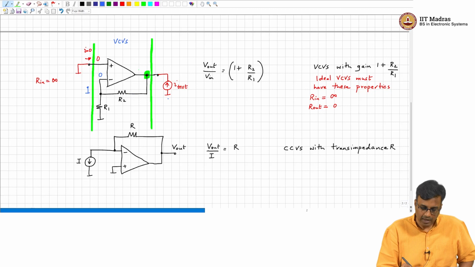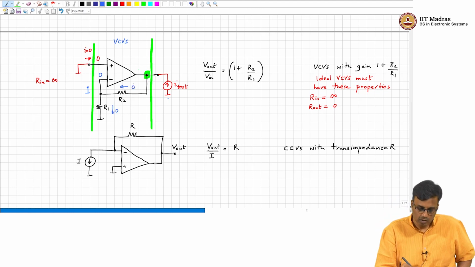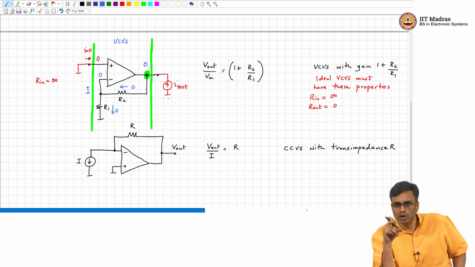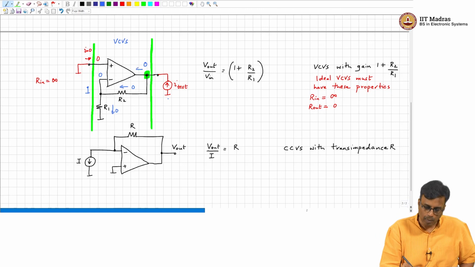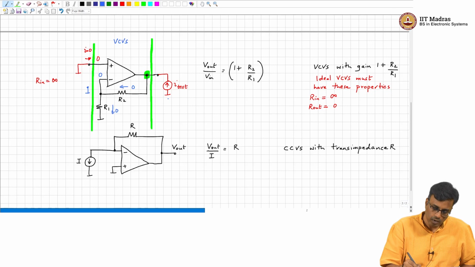0. So, this current is 0. So, what current is flowing through R2? 0. So, what is the voltage at the output? 0. So, I push in a current I test, the output voltage is 0. So, what is the output resistance? 0. Where is all that current I test going? It is going into the op amp. Does it make sense? Okay, very good.